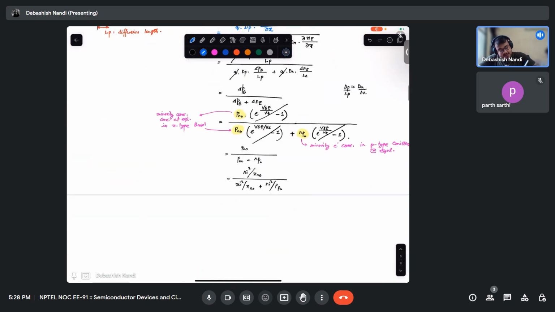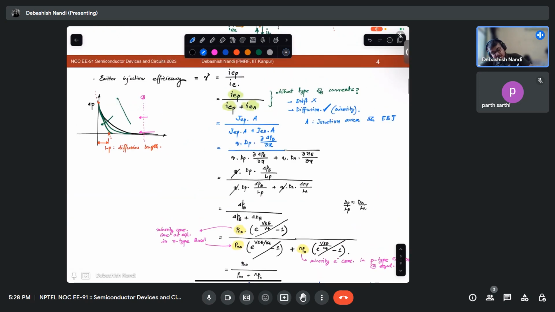So you can write this as 1 over N_B by 1 over N_B plus 1 over N_E, since N_i squared gets cancelled. So that is N_E over N_B plus N_E.